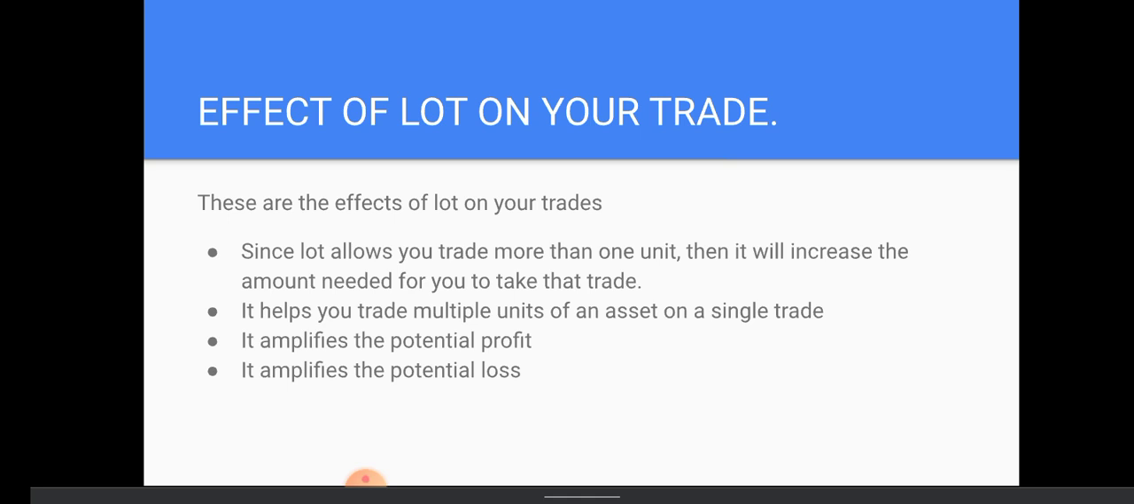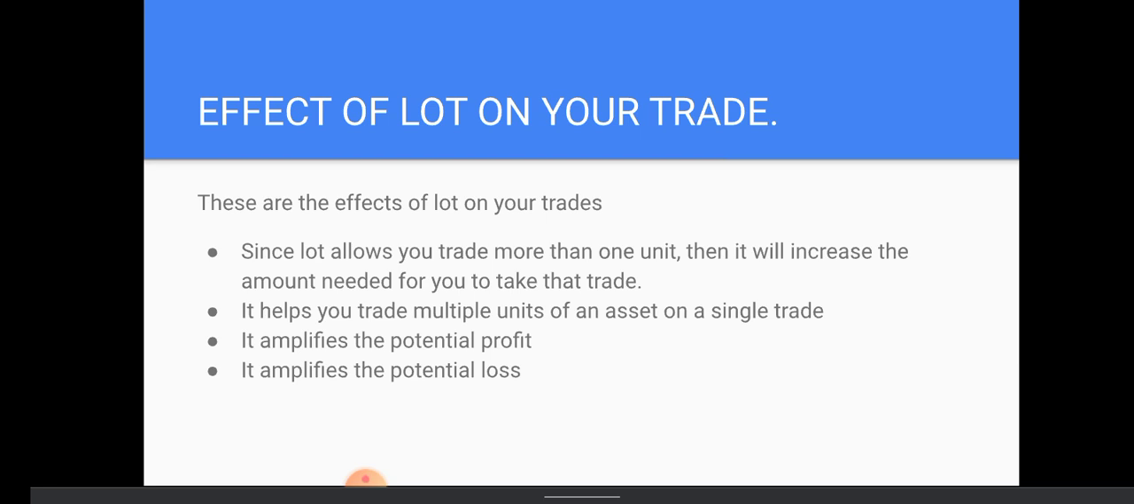In contrast to the initial trade where you bought only one pen for $5, now that you're taking 100 units of that pen, you have to pay times 100, meaning you are no longer paying $5, you are paying $500. So that's one effect.